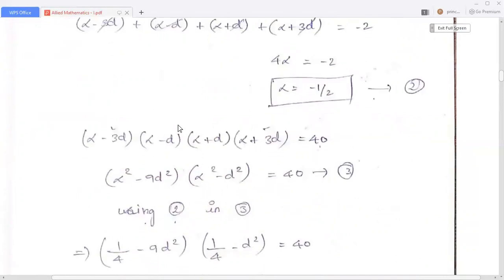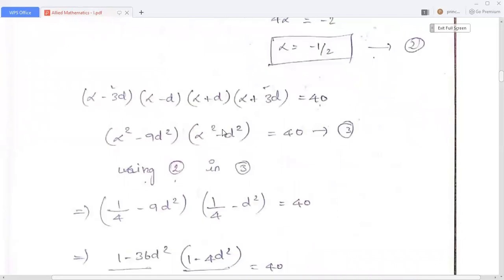That is equation number 2. Next, we use another relation between roots and coefficients. We write the product of all the roots, that is equal to 40. Here when you multiply the first and last, we get this result. Then the middle factors, when you multiply these, we get alpha square minus d square. So that can be taken as equation number 3.